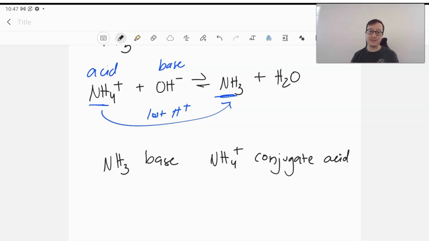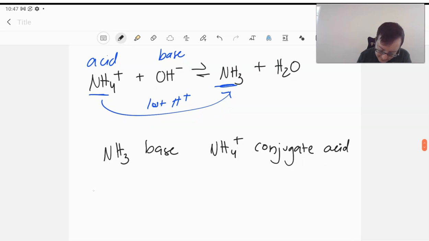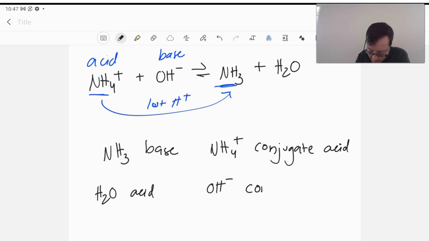One of them is a base, and once it's accepted a proton, it can now function as an acid. So we call these conjugate pairs. And the water has one as well. We saw that the H2O was an acid, and the OH minus is its conjugate base.